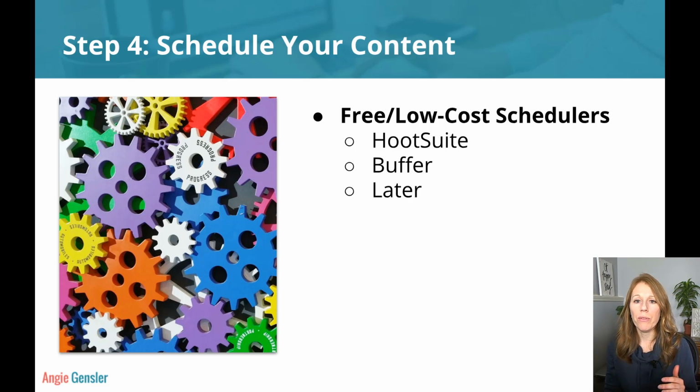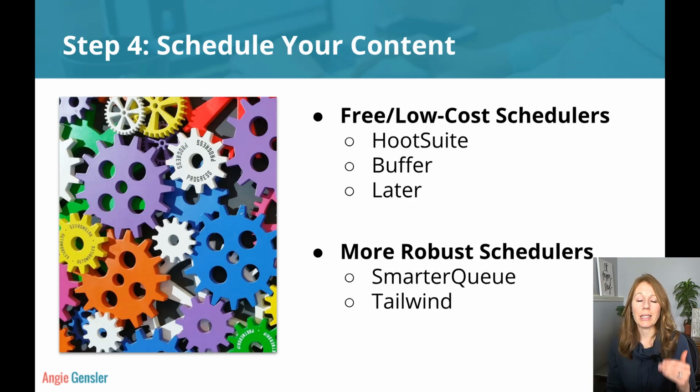Now, if you want to take things to the next level, you want a more robust scheduler, I recommend SmarterQueue and Tailwind. SmarterQueue is fantastic for Twitter, LinkedIn, and Facebook, and it allows you to really build a nice queue of content that can be recycled over and over, so it can really be a hands-off solution. And Tailwind is outstanding for Instagram because they have a really incredible hashtag finder that has actually helped me to grow my Instagram following significantly.